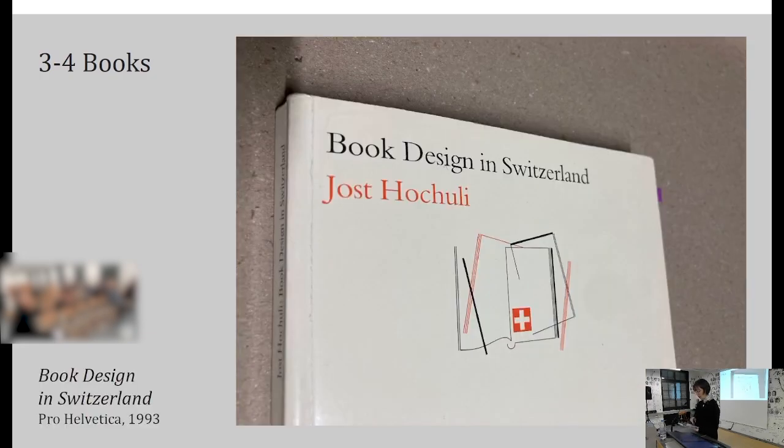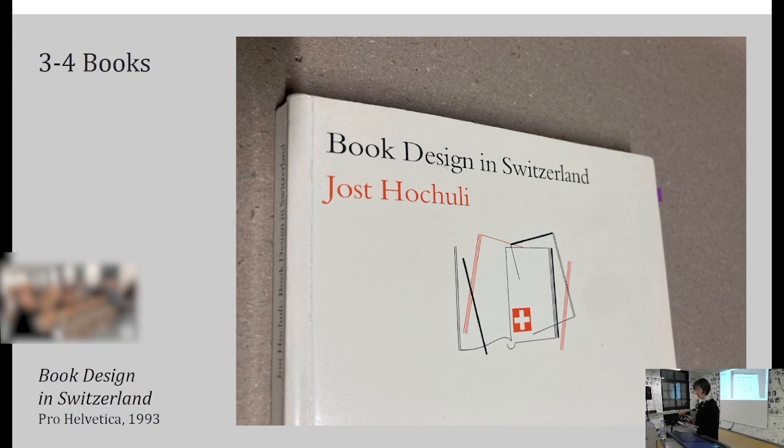This is one of the, as I said at the Vernissage last Friday, one of the best books I admired and was also influenced by. I cannot miss this book, which is called Book Design in Switzerland, as it was the first book that introduced me to the world of Jost Hochuli's book design over a decade ago. It was the eccentric cover design that drew me.